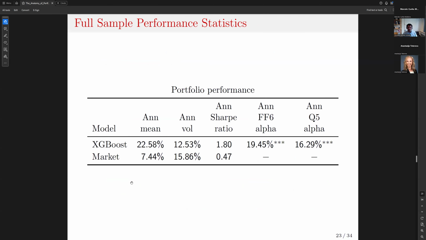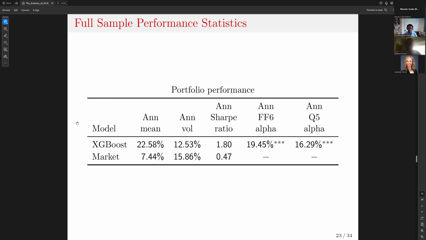So what is the performance of the portfolio? Again, we have the market as our benchmark, and we have the XGBoost. Very impressive results, as you can see. You have an annualized mean return of 22.6, lower volatility than the market, which gives you a Sharpe ratio that is significantly larger than the market. Annualized alpha from the Fama-French six-factor model and the Q5 factor model of 19.4 and approximately 16%. So very large, and they are statistically significant at the 1% level.